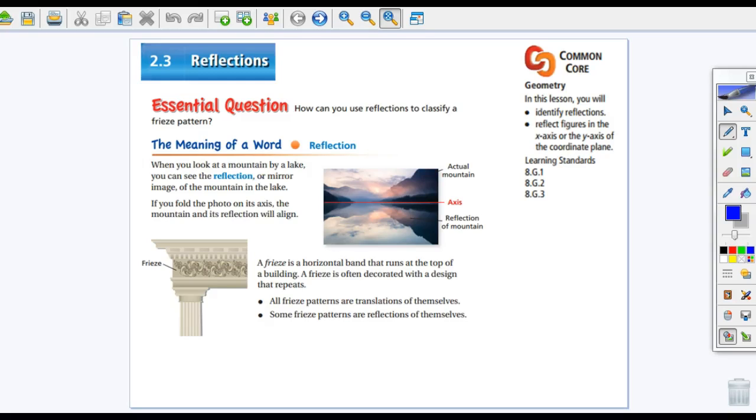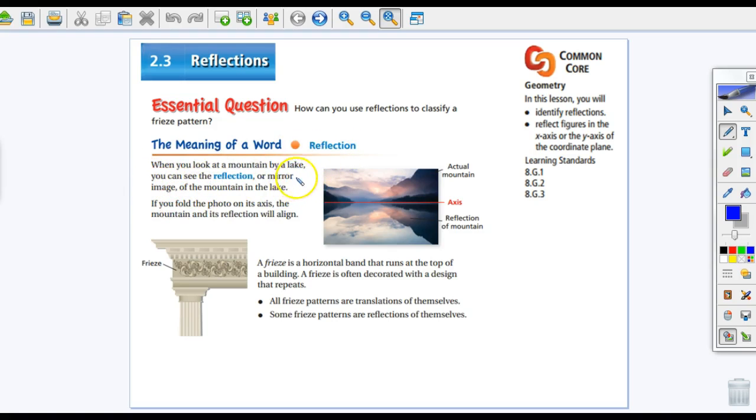Okay, so today there's going to be an awful lot of writing, so you're going to be hitting pause quite a bit. We're going to go over the new transformation that is reflections, and this is in your book, so if you have your book handy, you can also copy it down from there. But we're going to start with the meaning of the word reflection.